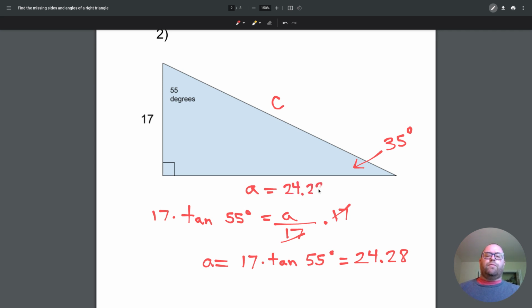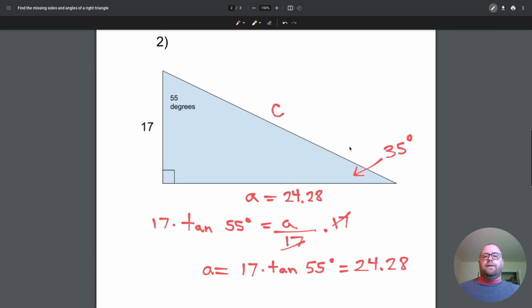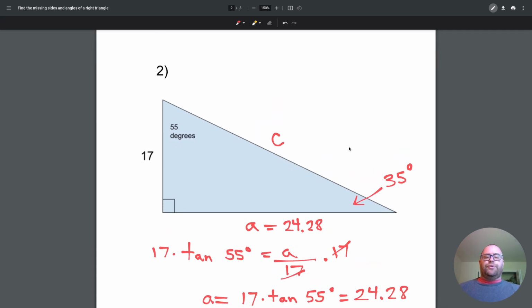So this side is 24.28, and we also want to find the hypotenuse C. To do that, we can say that the cosine of 55 degrees equals the adjacent side 17 over C. And we can flip these like we did in the first problem, so we can say C equals 17 divided by the cosine of 55 degrees.